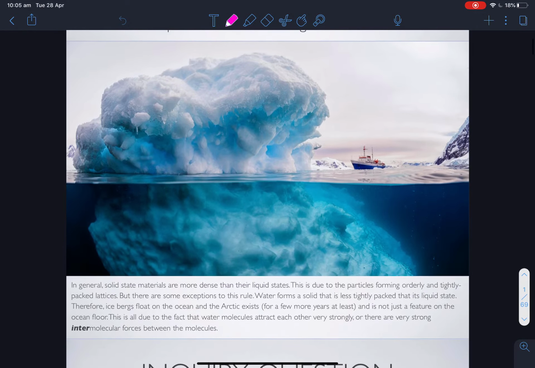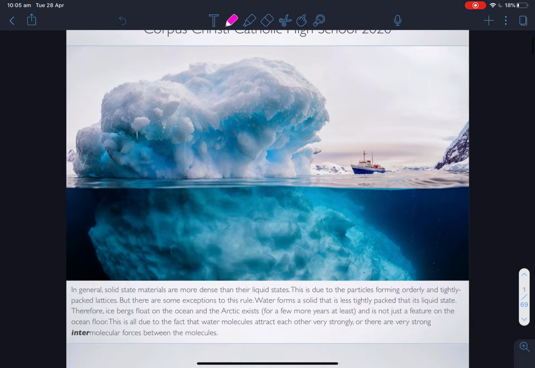And why I chose the picture of an iceberg is that ice is one of the examples of a molecule that in its solid state is less dense than its liquid state. So most substances have a more dense solid state than their liquid state, but water is one of those exceptions to that. Another common exception is ammonia, and hopefully we'll learn about why that is throughout the course of this chapter.